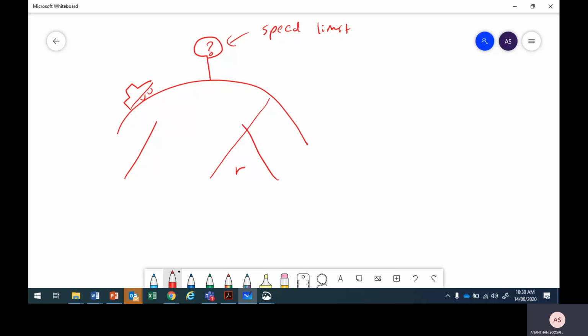Use your physics knowledge of centripetal force and circular motion to find the equation. Let's say I put in a value: the R of this bridge is 40 meters. What is the speed limit here, in meters per second? You have two minutes. Identify all the forces, write what equals Fc, then you can get the answer.